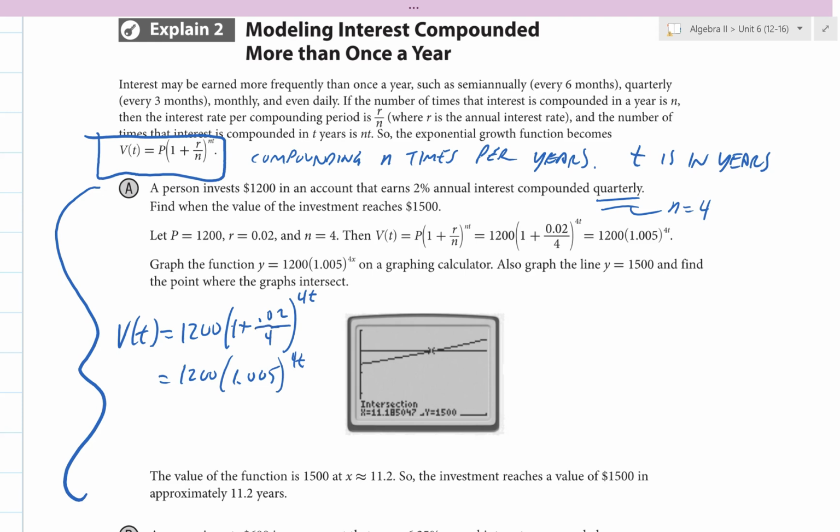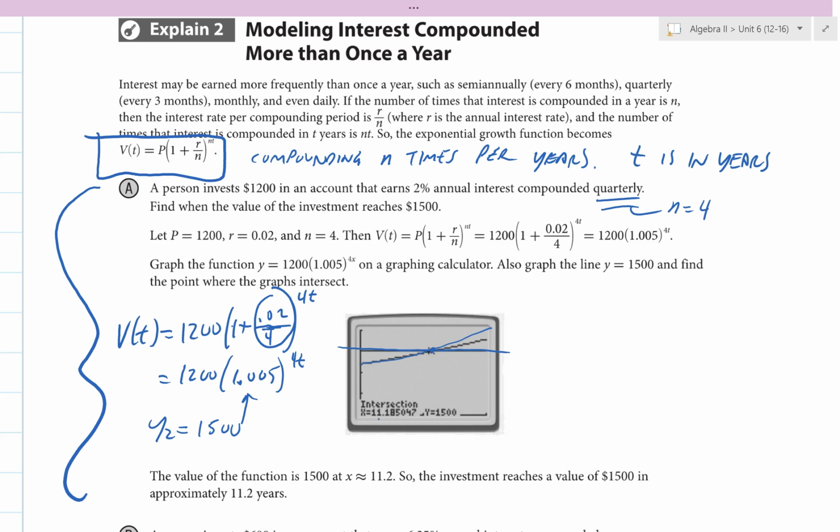Now, when you divide these numbers to try to simplify it into an easier decimal, if that gives you a really long decimal, you're better off just leaving it as a fraction like this. So we don't want to round in any of these problems. We don't want to round this decimal. And so you're better off just leaving it as a fraction than rounding anywhere. Okay, so if you put that in as y1, that would give you that curve, and then we want to know when it reaches y2 equals 1500. That's the horizontal line, and they're showing that that intersected after 11.2 years.